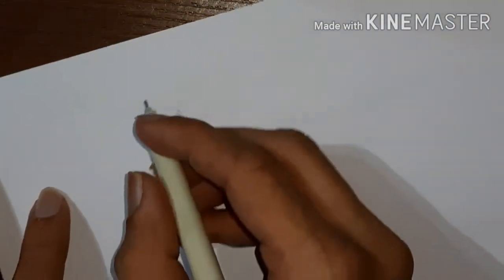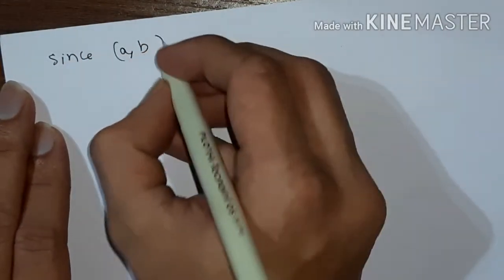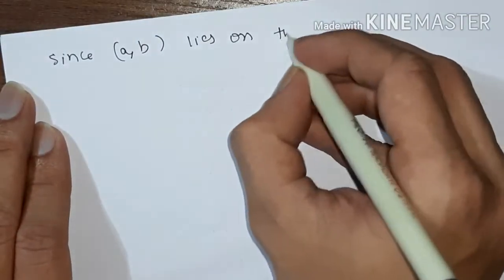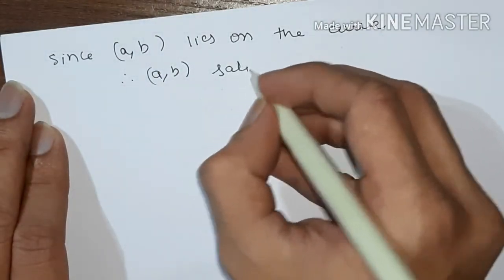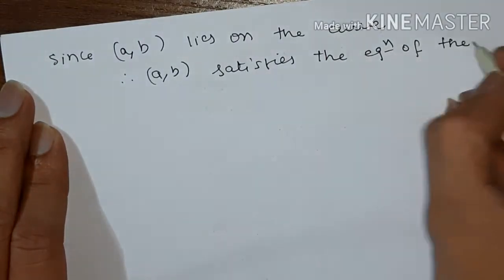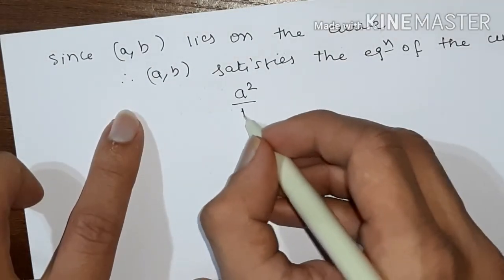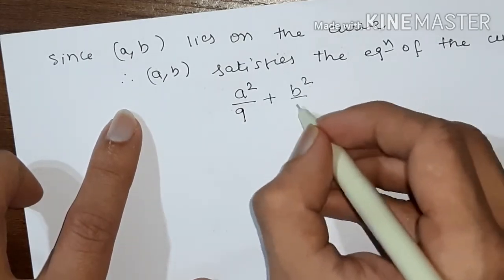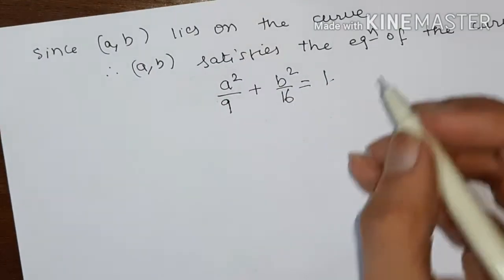So that means what? If you find the value of b right now, since a comma b lies on the curve, therefore a comma b satisfies the equation of the curve, right? So you will get a square divided by 9 plus b square divided by 16 is equal to 1, right? So this is what you will get.